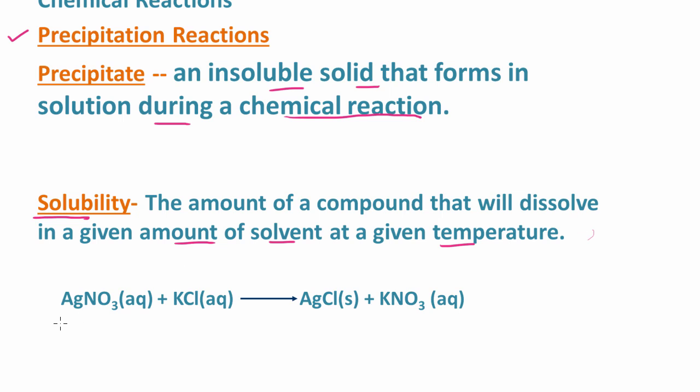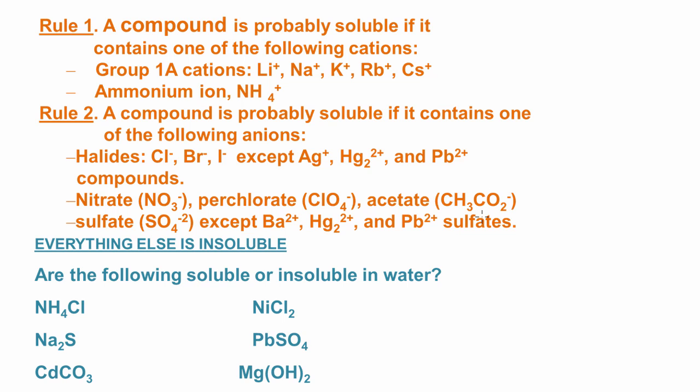Let's take a look at this reaction here. This is a precipitation reaction. How do we know that? Because here we mix aqueous silver nitrate with aqueous potassium chloride. And look, we have solid silver chloride produced and also aqueous potassium nitrate. So this is an example of a precipitation reaction. So we mix together these 2 solutions and we end up with these 2 products. One of them is a solid. So how do we know that that solid silver chloride forms?